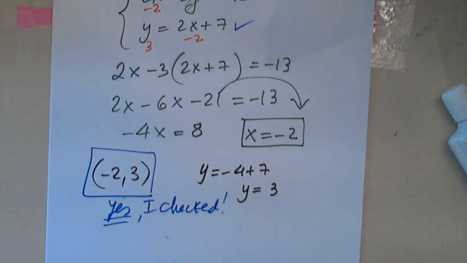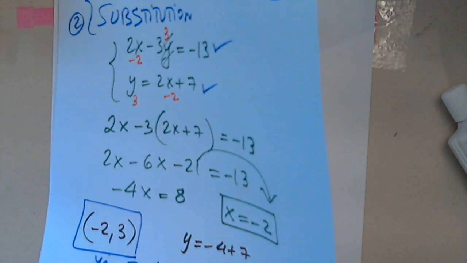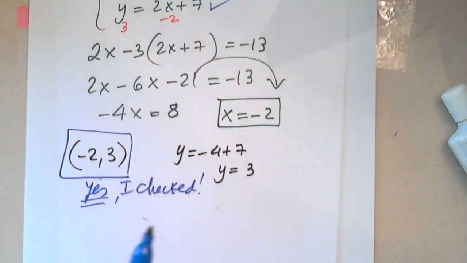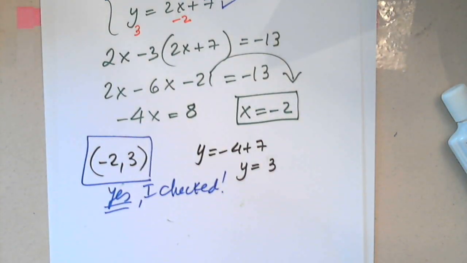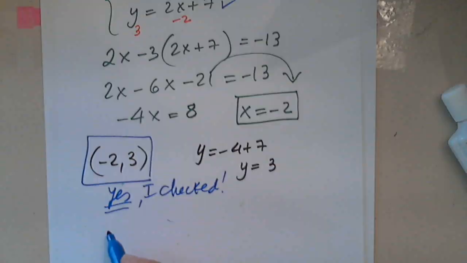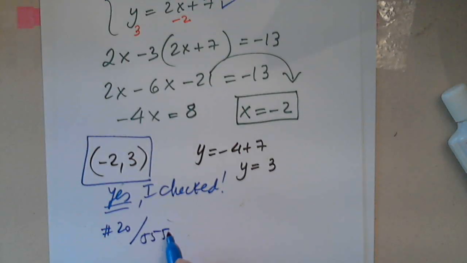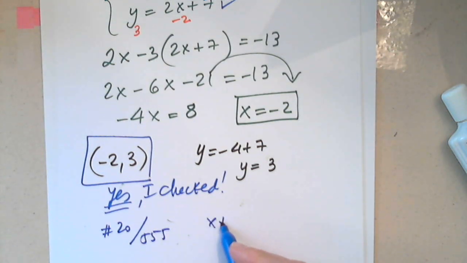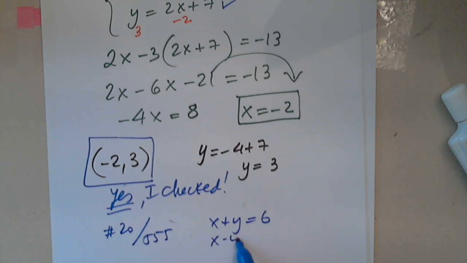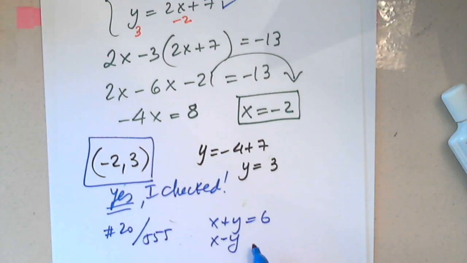We have time to look at one other example with elimination, and Wednesday we'll have more examples of both. So, a simple one with elimination. I'm looking at number 20 on the same page, 555. In number 20 we have x plus y equals 6 and x minus y equals negative 2.